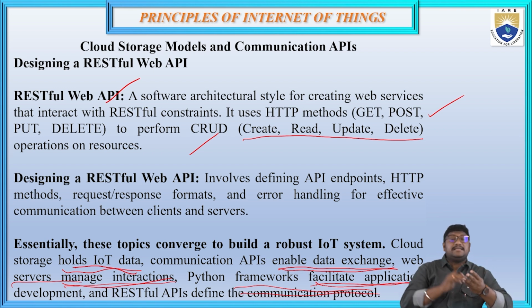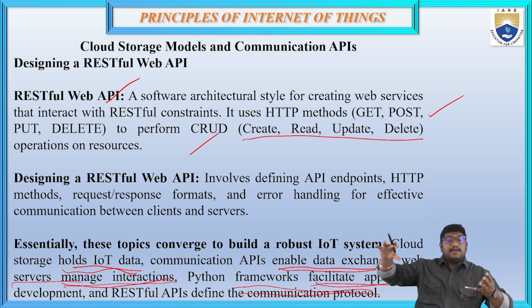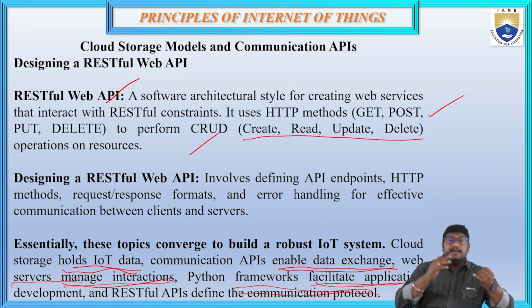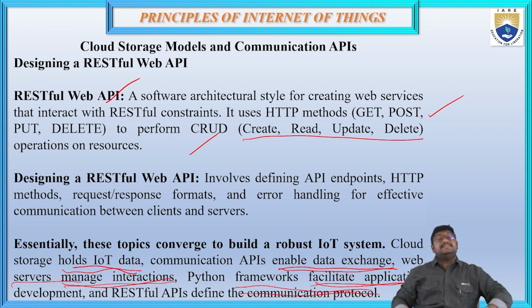If you take cloud storage, we are storing some information. We are holding some IoT data in it. If you take communication API, we are enabling data exchange between client and server. If you take web servers, we are going to manage the interactions between client and server. If you take a Python framework, it gives a facility to develop the application. RESTful API defines the communication protocol which has to be used between client and server. This is the beauty of these things which we have had till now.